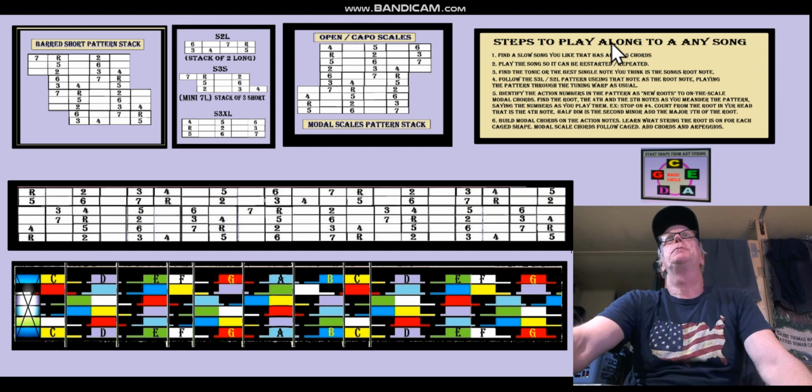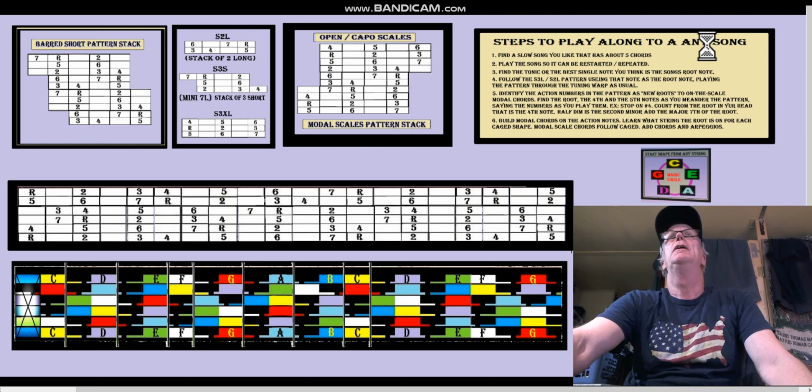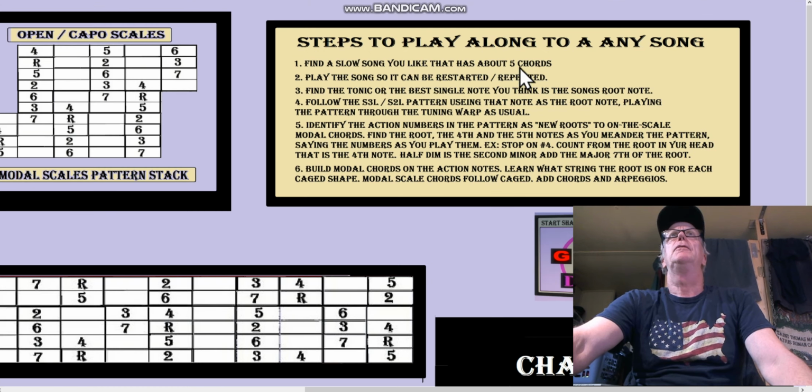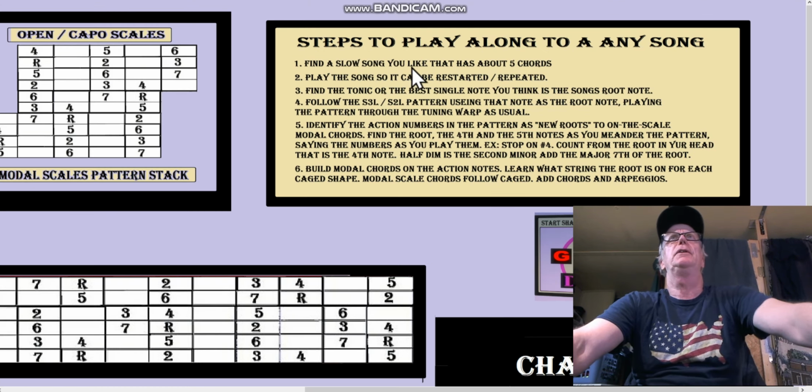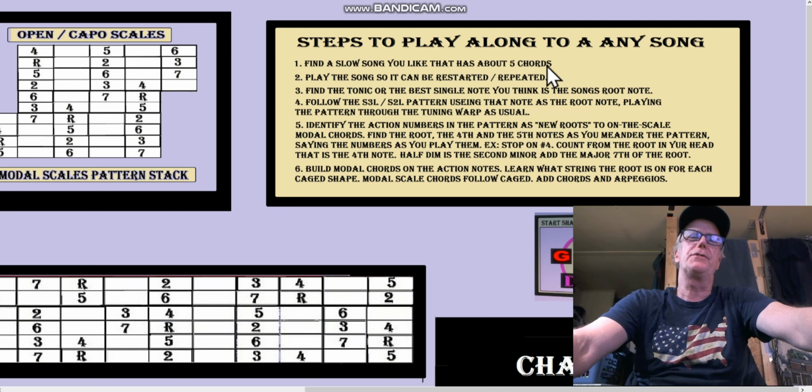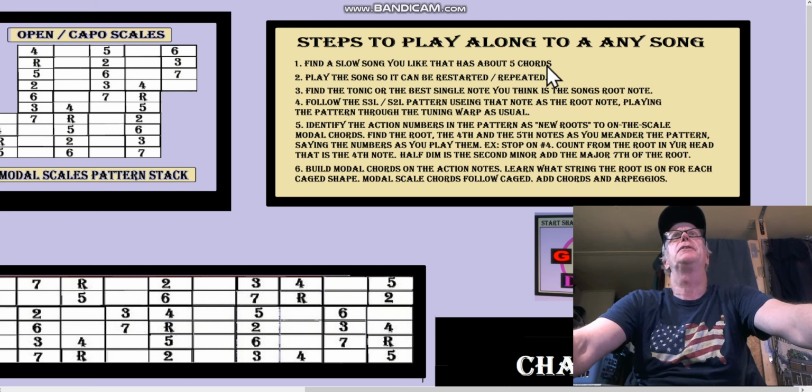We have steps to play along to any song. Find a slow song you like that has about 5 chords. We play along to Cody Hale's You Make Me Feel Like the Rain, which is a great song to play along to and to listen to. And that inspired me to do this method.